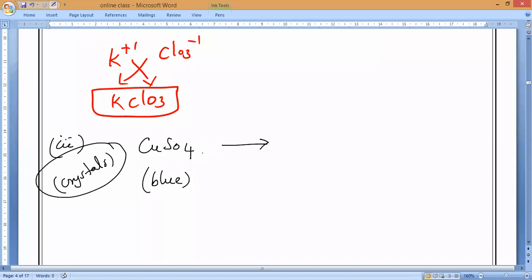Can you say the equation, guys? CuSO4, which is also in solid state, will give you copper oxide plus sulfur dioxide plus sulfur trioxide plus oxygen gas. So here you have to take 4 CuSO4 will give you 4 CuO plus 2SO2 plus 2SO3 plus oxygen.